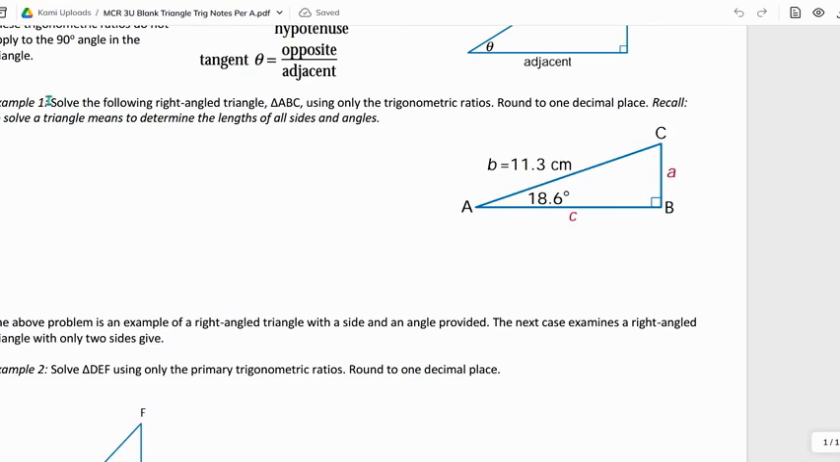Let's do the following. Solve the following right triangle. Now, let's remember, what does it mean when you are asked to solve a triangle? What is it asking for? All the missing information, right? So it means find all sides and angles.